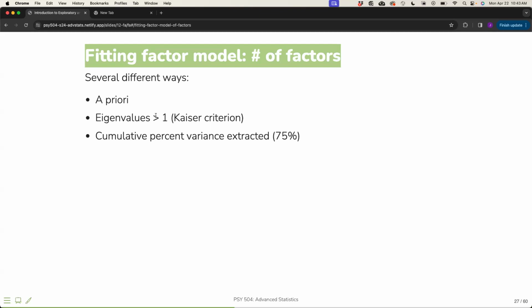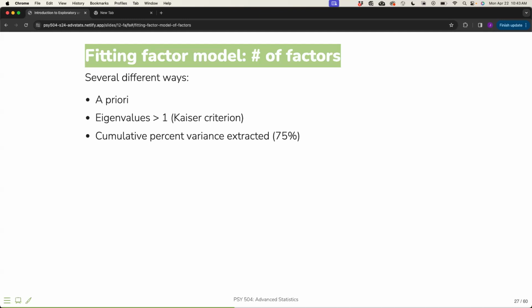Sometimes we don't have theory guiding us, so there are some other methods that we could use. One method is the eigenvalues greater than 1 that Aditi talked about. This is called the Kaiser criterion. Remember that eigenvalues represent the proportion of variance explained by that factor, with higher eigenvalues indicating greater amounts of variance. So we would take all of the factors that have eigenvalues greater than 1. This is not really used anymore, but it's still a method.